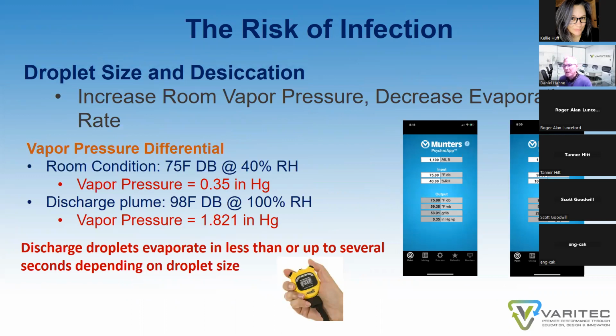So to give you an idea of why there is such a radical evaporation rate, I just ran the calculations of vapor pressure comparisons between a discharged plume of air from an infected agent, hopefully who's only at 98 degrees dry bulb at 100% RH, and look at the differential of vapor pressure, 1.8 to 0.35, in a room designed to 75 degrees dry bulb, 40% RH. You can see why those droplets evaporate all but instantaneously due to the force of radical vapor pressure differential.